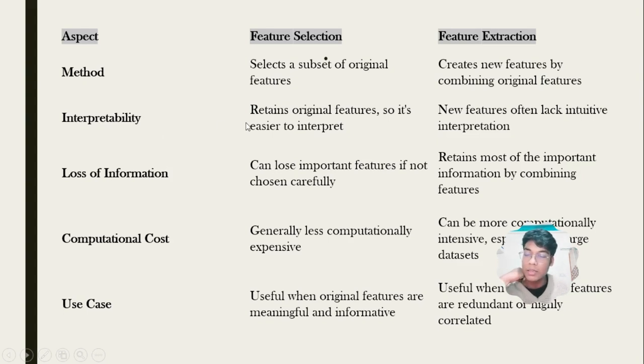On interpretability, feature selection retains original features so it's easier to interpret, but with feature extraction, new features often lack intuitive interpretations. On loss of information, feature selection can lose important features if not chosen carefully. But feature extraction retains most of the information by combining the features.